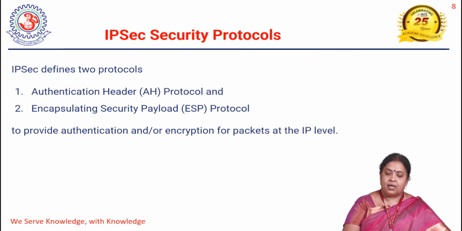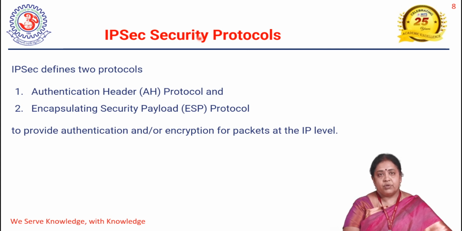Then we come to the security protocols. As we have already said, IPsec is not a single protocol. It has two protocols. One we call the authentication header protocol, simply the AH protocol. The second one is called the encapsulating security payload protocol, simply the ESP protocol. So IPsec is a combination of two protocols, AH and ESP. These protocols are used to provide authentication and also encryption.